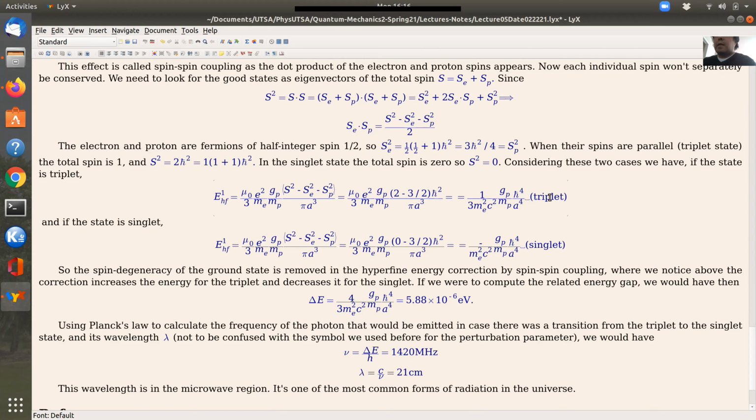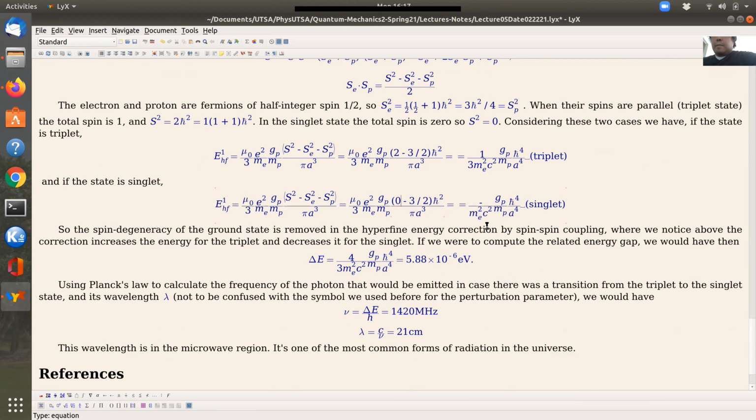So for the case of the triplet state, where s squared is equal to 2ħ², you plug in these values, you'll have these terms appearing, not surprising when you consider these terms. And for the case of the singlet state, this will be equal to 0. And then you'll have minus 3/4, minus 2/4. So that's why you have minus 3 halves. Some simple algebra will give you this result for the triplet and the other for the singlet. But there's a difference. We consider something else in a second.